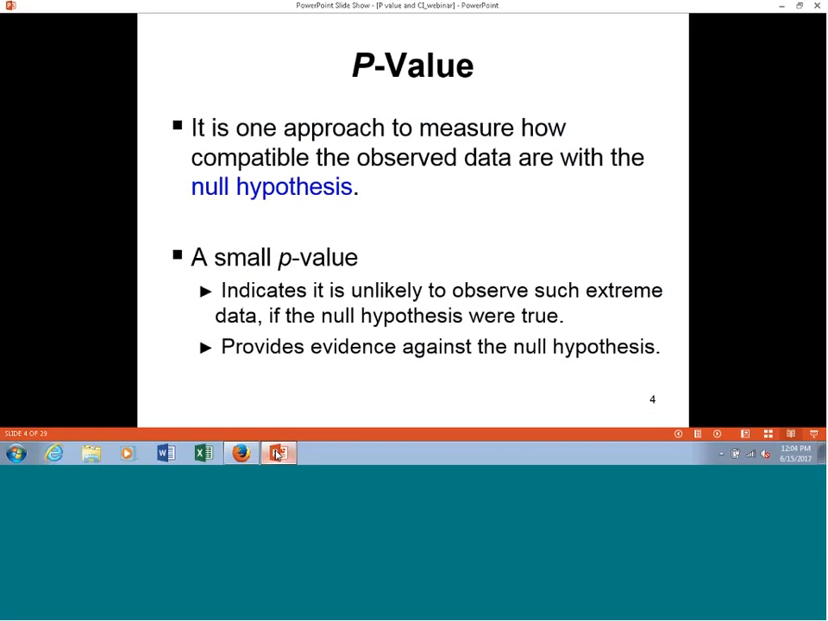P-value is one approach to measure how compatible the observed data are with the null hypothesis. A small p-value indicates it is unlikely to observe the data that is as or more extreme than this study if the null hypothesis is true. It suggests that the observed data are not very close to what the null hypothesis predicted they should be. Therefore, a very small p-value provides evidence against the null hypothesis.